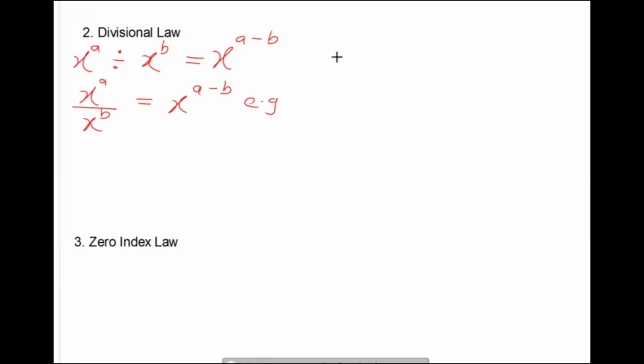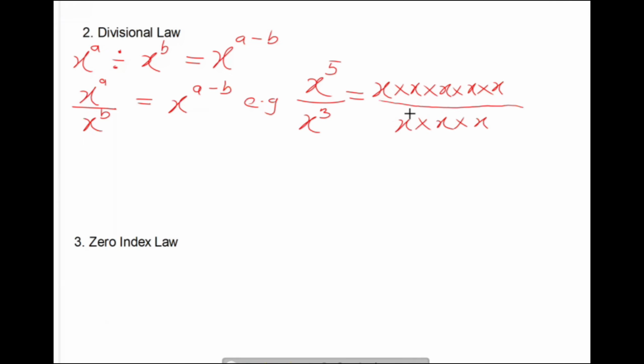For example, if you have something like x raised to the power of 5 divided by x raised to the power of 3. Now if you follow our normal conventional way, x raised to the power of 5 makes x in 5 places: x times x times x times x times x. That's divided by x raised to the power of 3, which makes x in 3 places: x times x times x. So one x, we cancel one x here. Another x, we cancel the one down. Another x, we cancel another x. So what we have left at the top is two x's. That gives us x raised to the power of 2. You see, now our normal way.